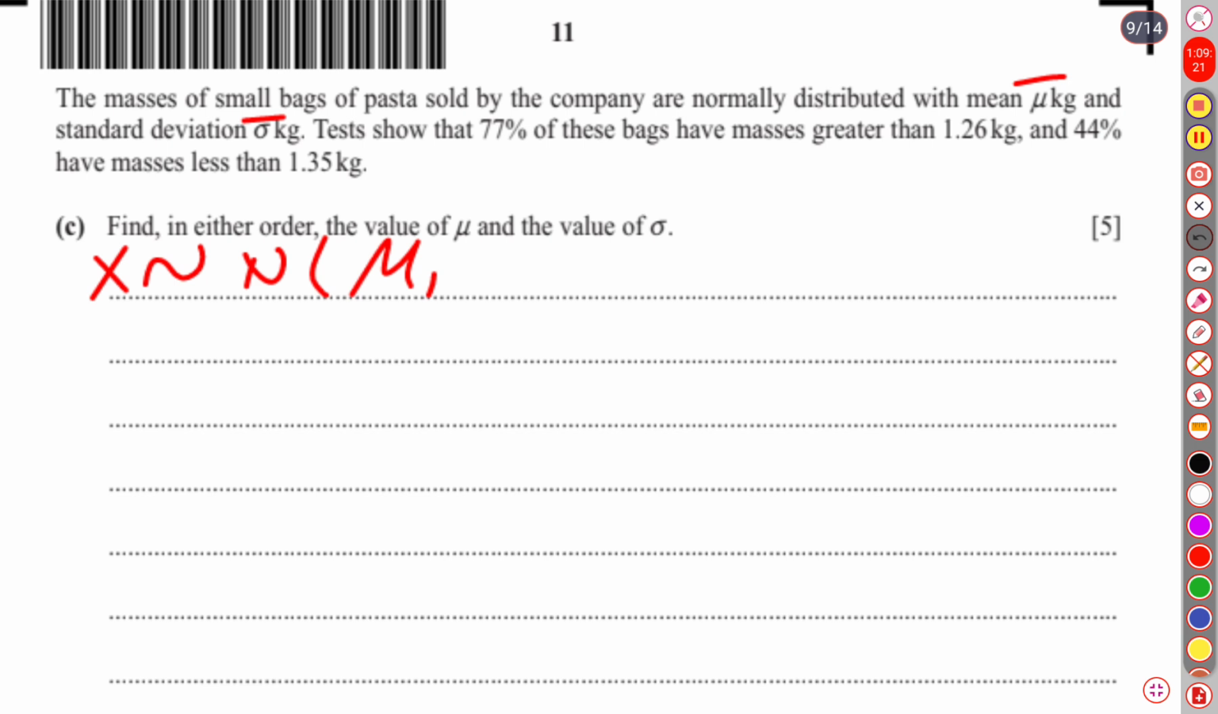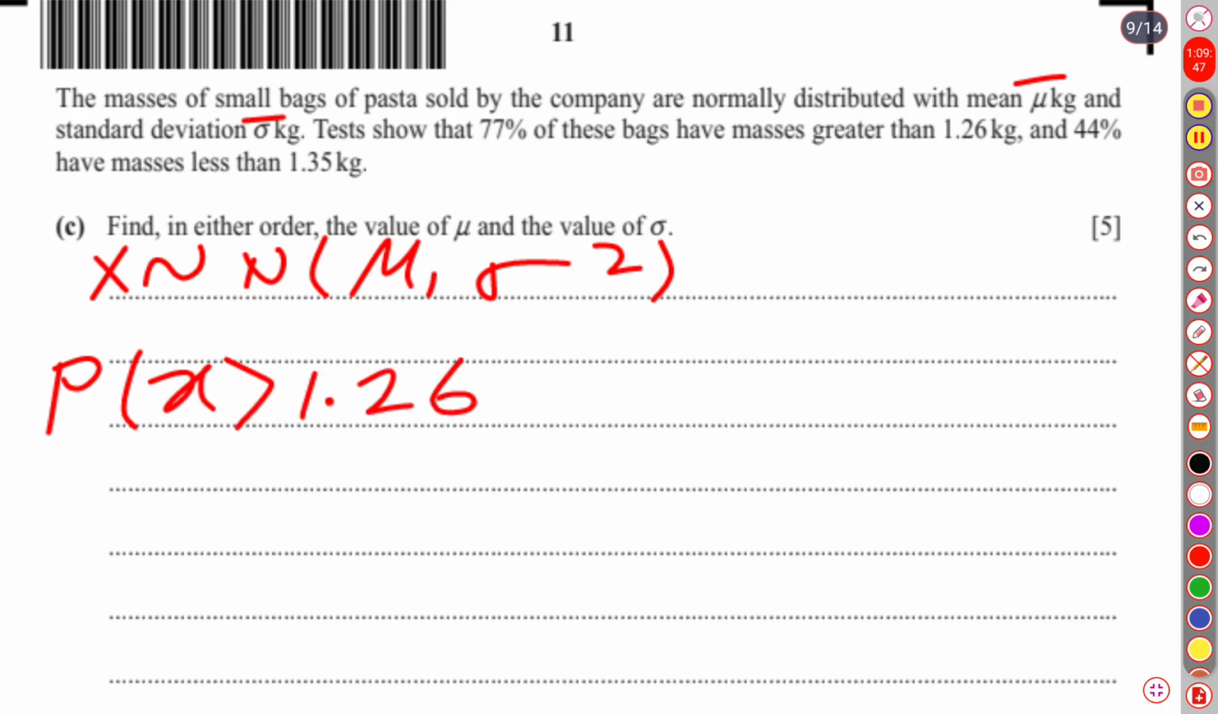Sigma squared. Well, it is similar to the second solution of this topic. So there will be two simultaneous equations for two different cases. First one is the probability of x being more than 1.26. That is, the probability when the mass is more than 1.26 kg is 0.77.